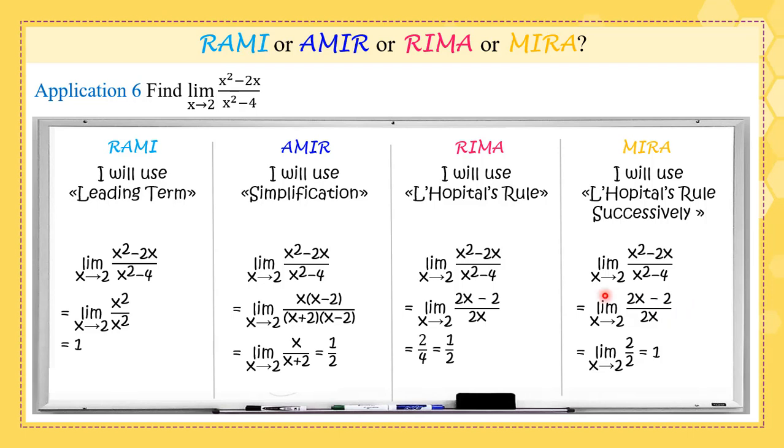So we can say that Amir's method and Rima's method are both correct, whereas Rami's method and Mira's methods are not correct.